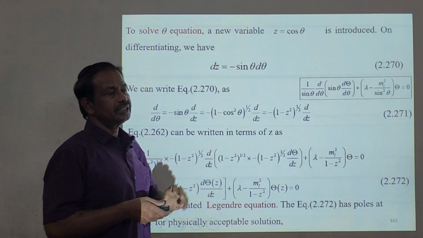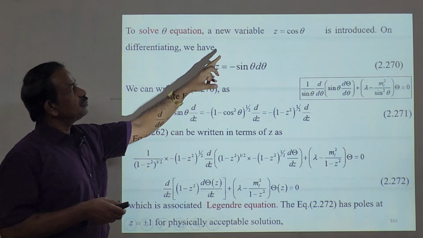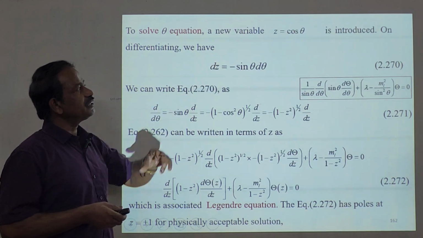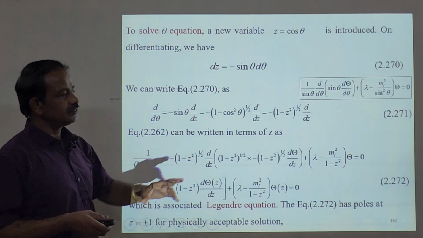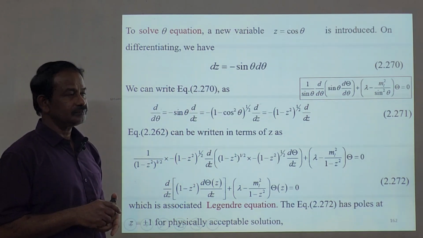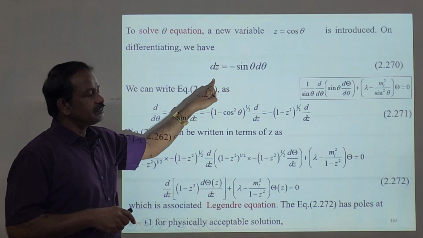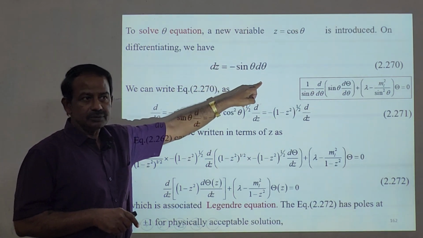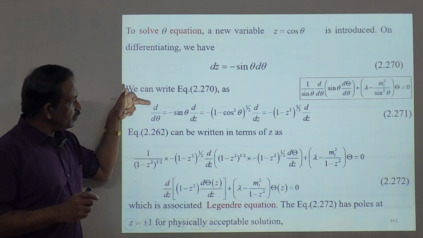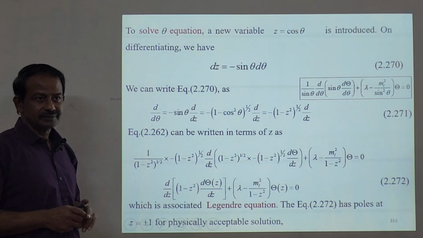For that we are going to assume z equals cos theta. Differentiating, that will give you dz equals minus sin theta d theta. So this is your theta part, correct? This is the theta equation we are going to solve. You bring this d theta down, dz down. You differentiate on both sides. That will give you d by d theta equals minus sin theta d by dz.